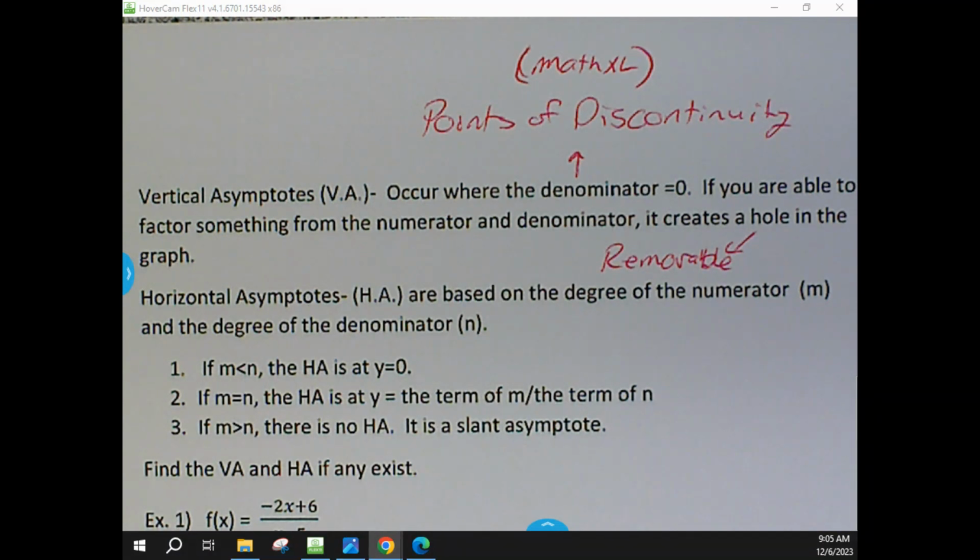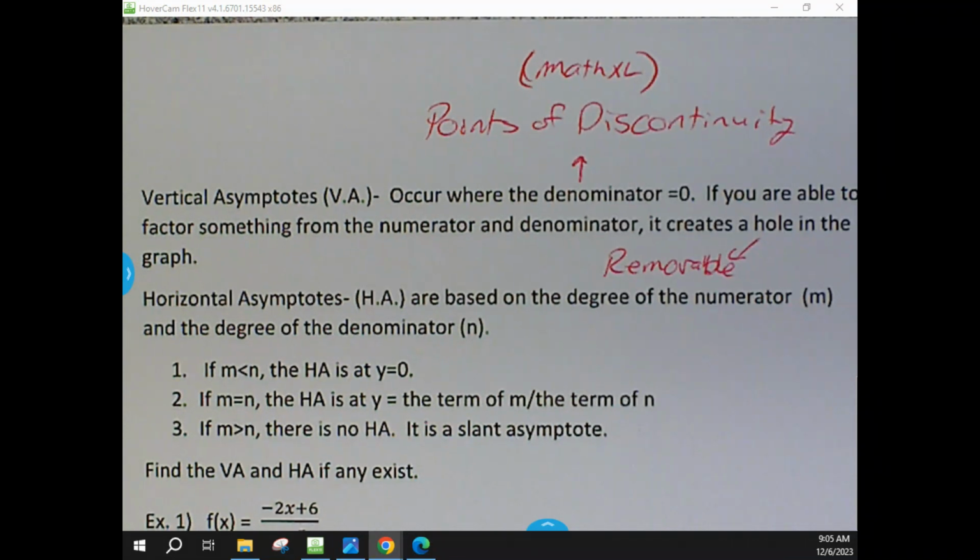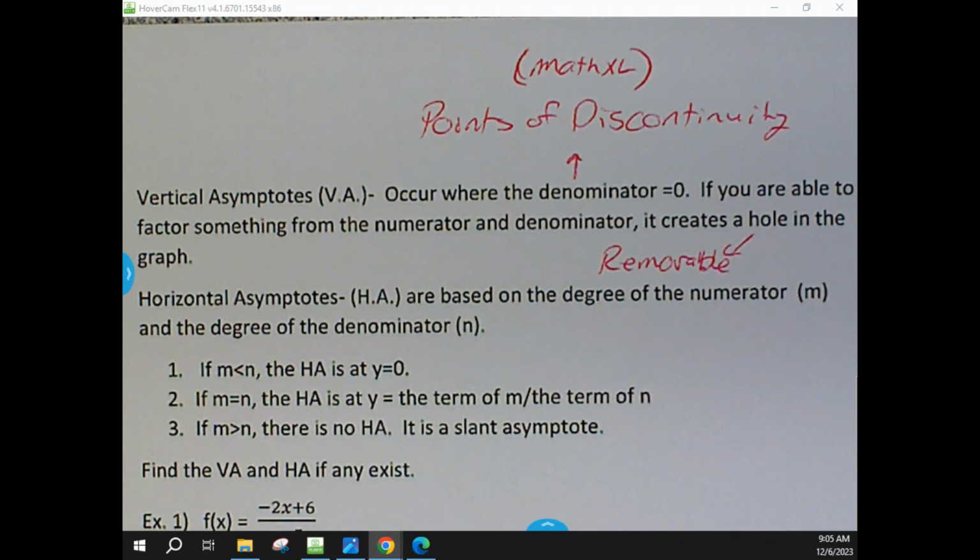Okay, so vertical asymptotes is your denominator equal to 0. That's your points of discontinuity. Hopefully I'm saying that correctly. And again, if it's a hole where you can factor something out, that's a removable point of discontinuity. If it doesn't factor out, then it stays. It's non-removable.